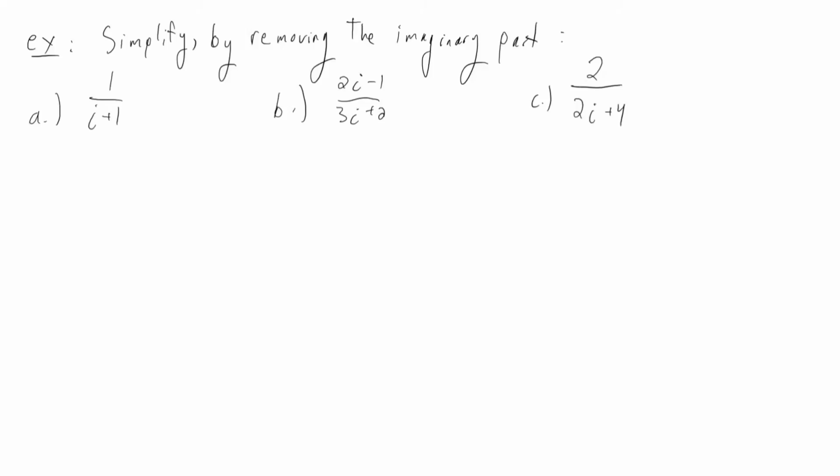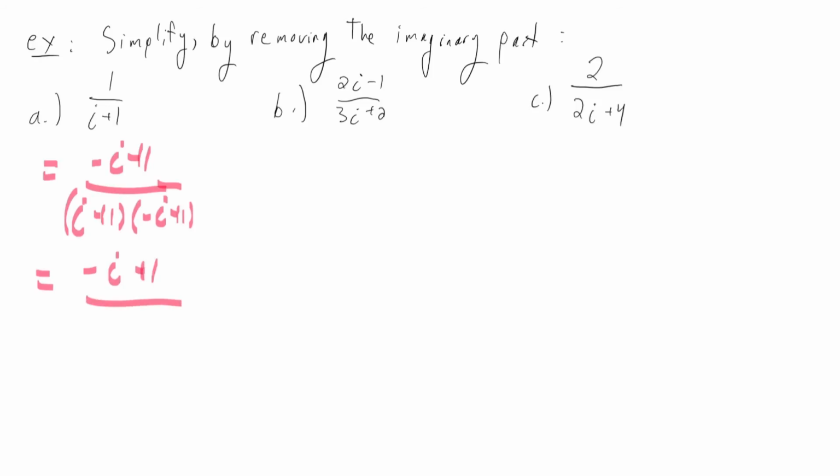So let's look first at 1 divided by i plus 1. To clear this, I multiply top and bottom by the complex conjugate. So this is minus i plus 1. And the denominator becomes negative i squared plus 1. So minus i plus 1 on top and 2 on the bottom. So there's no longer any imaginary part on the bottom.